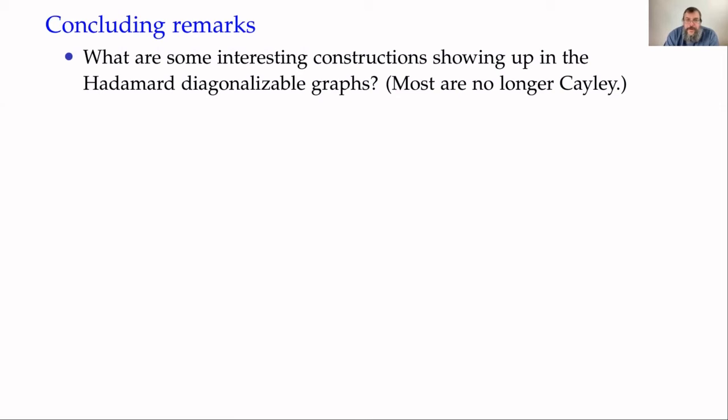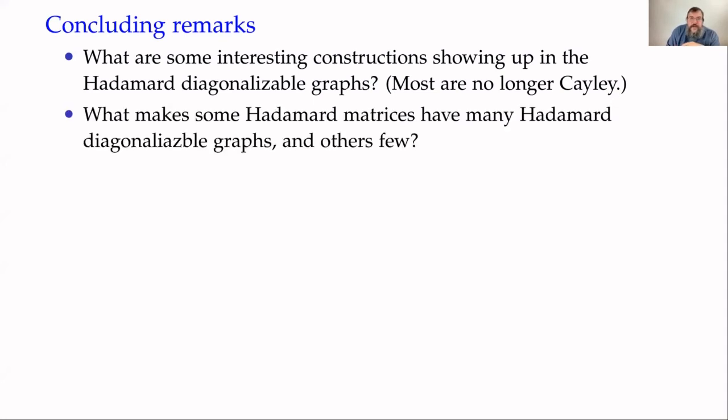What are some interesting constructions that show up in our Hadamard diagonalizable graphs? Before you hit order 32, everything's a fairly nice graph in the sense it can be a Cayley graph. At order 32, most of them are no longer Cayley. And so you've lost something. Something's happened at order 32. But there are still some nice structures.